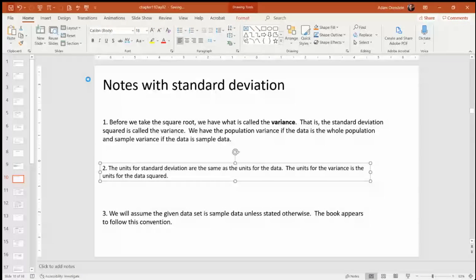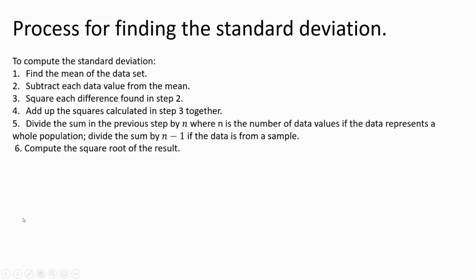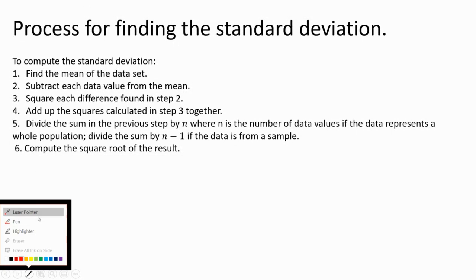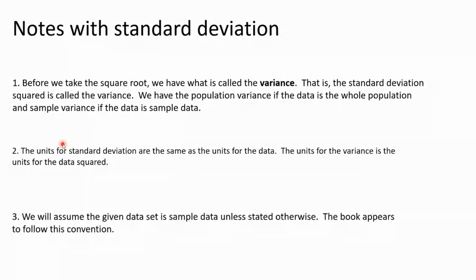When you're calculating the standard deviation, before you take that square root, what you have calculated is what we call the variance. So in the previous slide, after you have completed step 5, before you've completed step 6, you have calculated the variance. It could be the population variance or the sample variance, but you have calculated that.